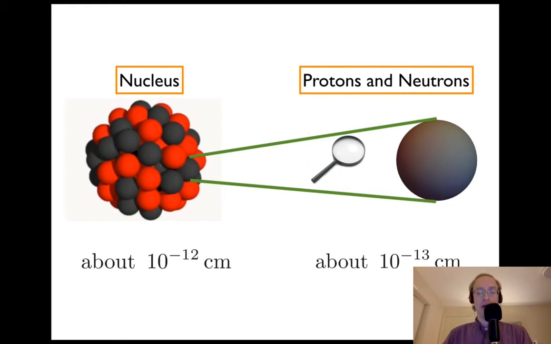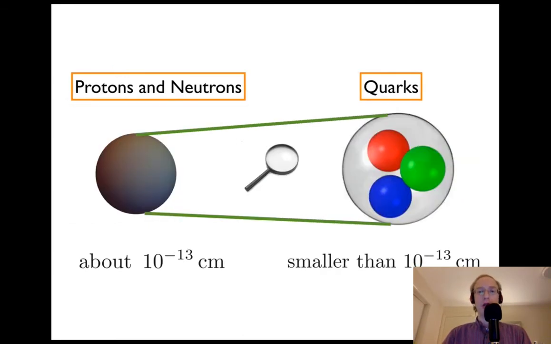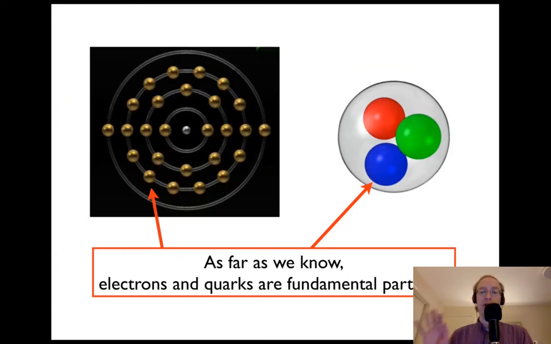And it doesn't stop there. We know that the protons and neutrons are also not fundamental particles. They're made of even smaller particles called quarks. And how big are the quarks? Well, this is where we get to the boundaries of the experiments. So I can't actually say how big a quark is, but I know it's smaller than a proton or neutron. So I know it's smaller than 10 to the minus 13 centimeters. And at the moment, that's where the experiment stops. So right now, as far as we know, the electrons and the quarks are the fundamental particles.